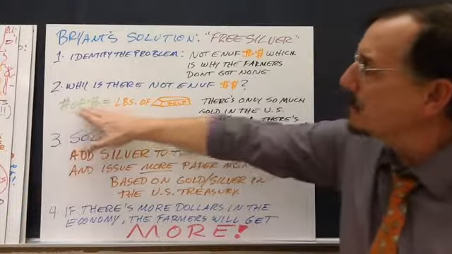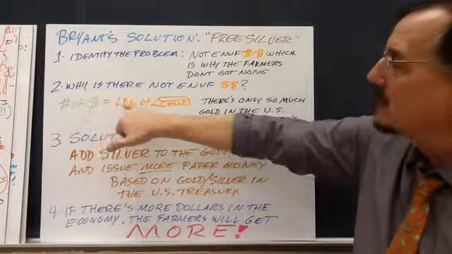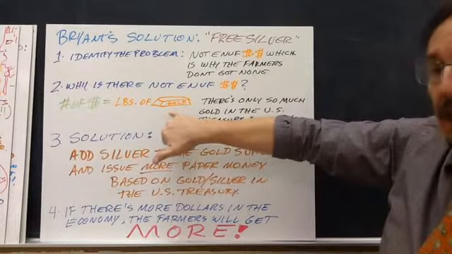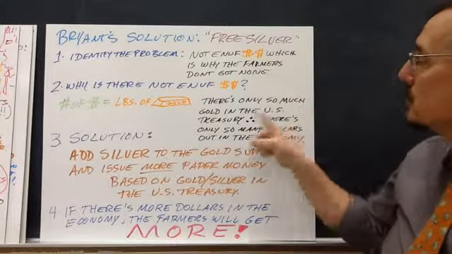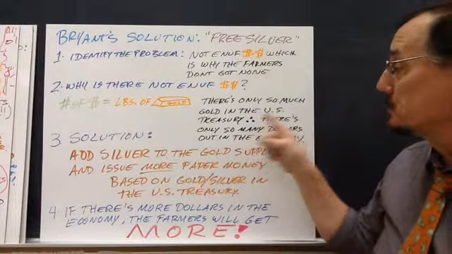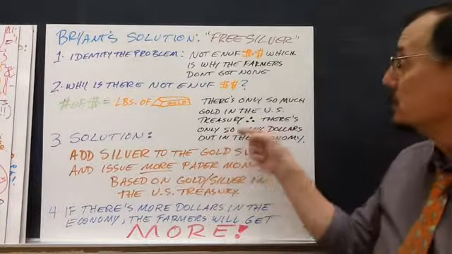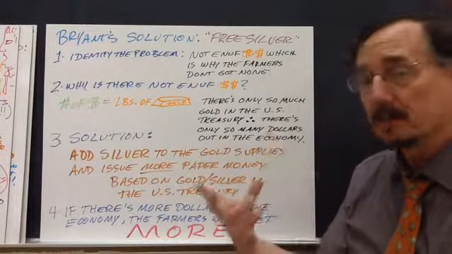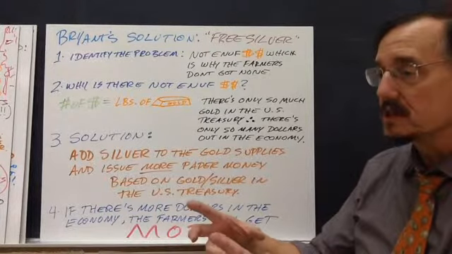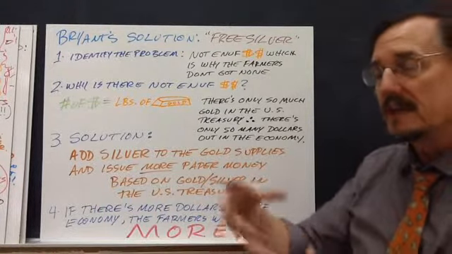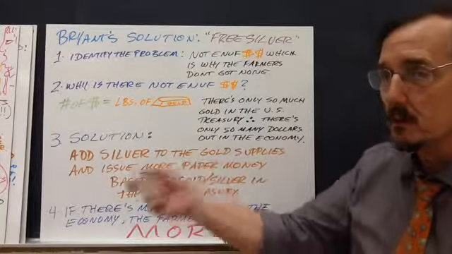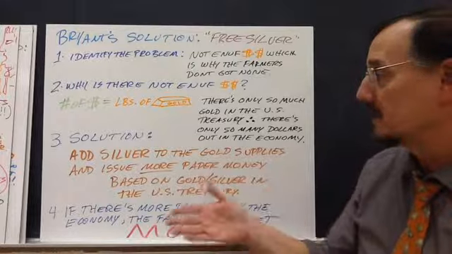Well, the number of dollars had to be equal to the pounds of gold that the government had. There was only so much gold in the U.S. Treasury, therefore, there was only so many dollars out in the economy. They only printed the same amount of dollars on some kind of ratio that they had in gold, usually 32 to 1. 32 U.S. dollars equals 1 ounce of gold. That's what the gold standard was all about.